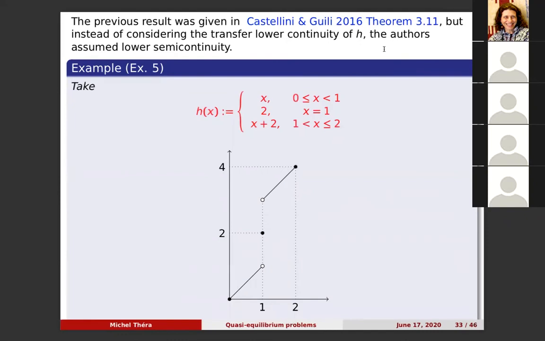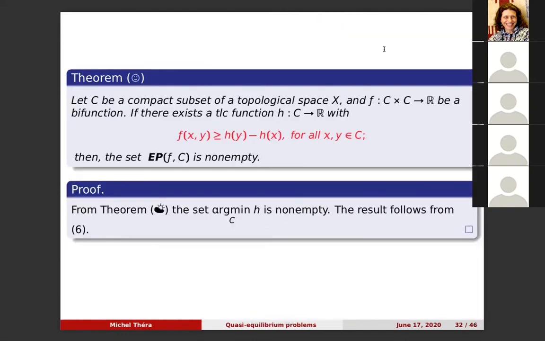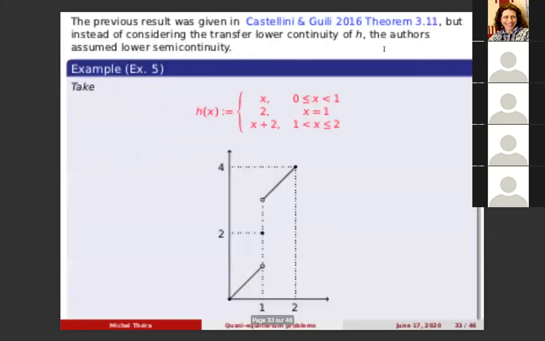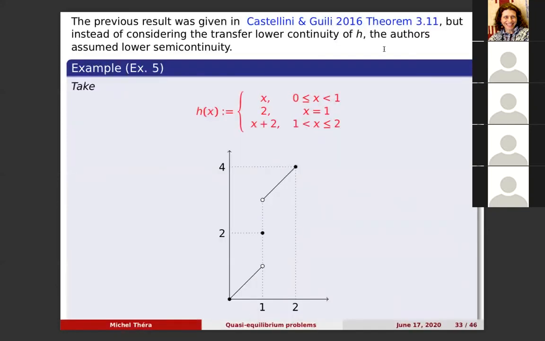So this was a result by Castellani and Giuli, which gives that, as I already said, if C is a compact set, then the equilibrium problem is non-empty as soon as you have this result. And this result was given by Castellani and Giuli.